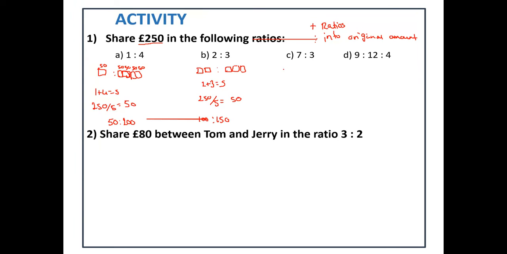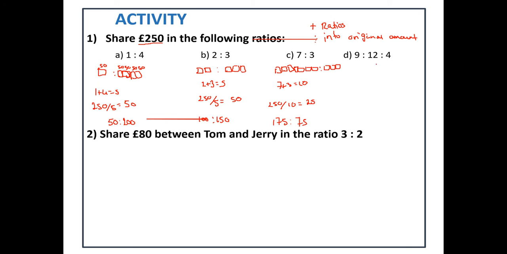This one, so we've got 7 boxes to 3 boxes. Okay, so we have to do 7 plus 3 gives us an answer of 10. We have to do 250 divided by 10, which gives us an answer of 25. And then, so each box is worth 25. So we have to do 7 times by 25, because there's 7 of them. That's 175. And then 3 times by 25, which gives us an answer of 75.